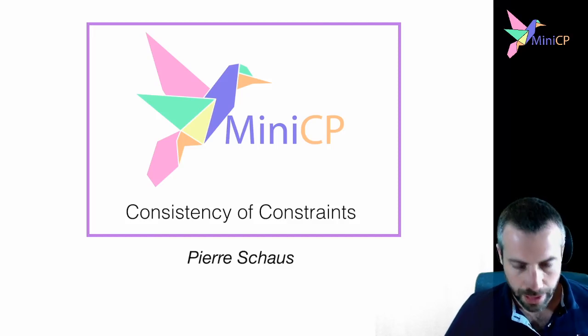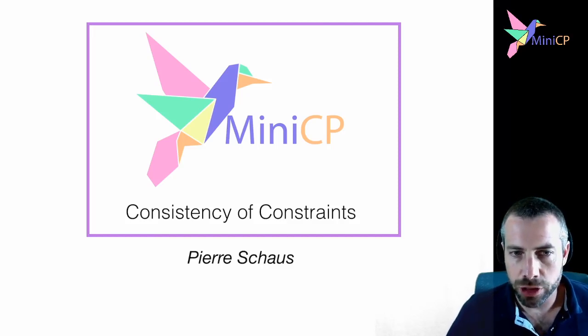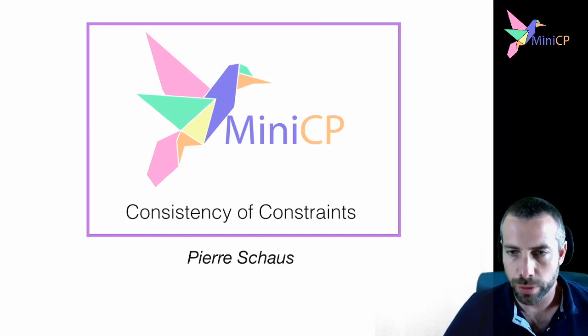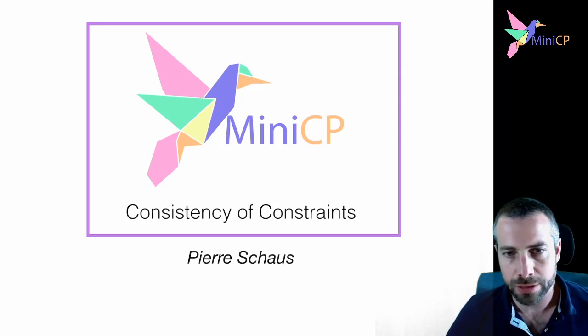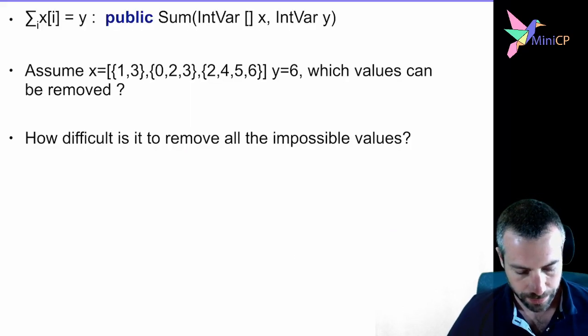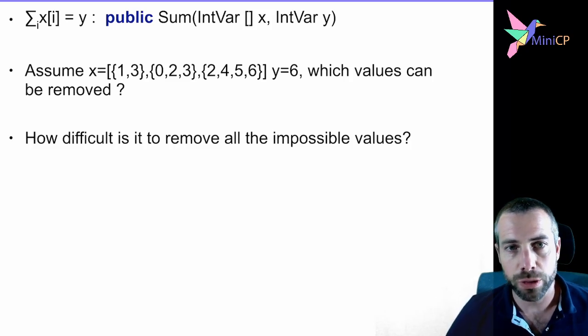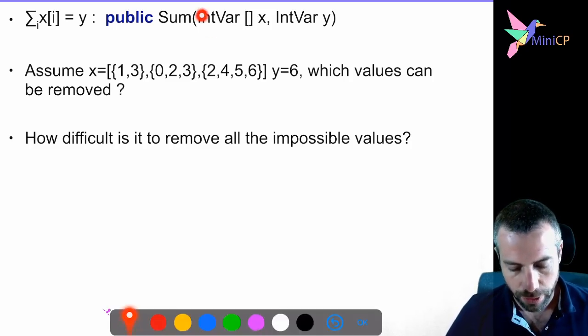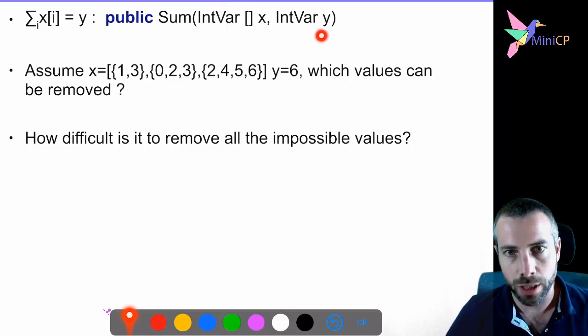Hello everybody. I will start today by explaining notions of consistency of constraints, which mean how much we are able to remove and what is the cost to pay for the removals of all the inconsistent values. Let's start with a simple constraint, which is a sum constraint. For the sum constraint, you want the sum of all the variables in X to be equal to the variable Y, which is formally stated by this formula.